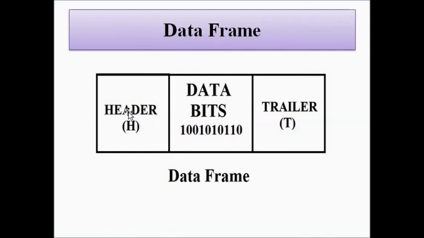Which consists of a header, which is actually an address which is used to identify the sender and the receiver. The trailer serves the same purpose, which is physical addressing. And then there is in the middle the data bits, which is the actual data or information which is to be transmitted. So it carries the data along with the physical address for the identification of the sender and the receiver.